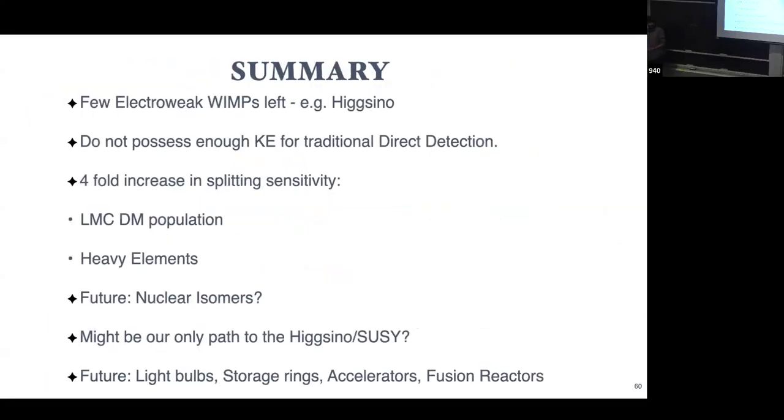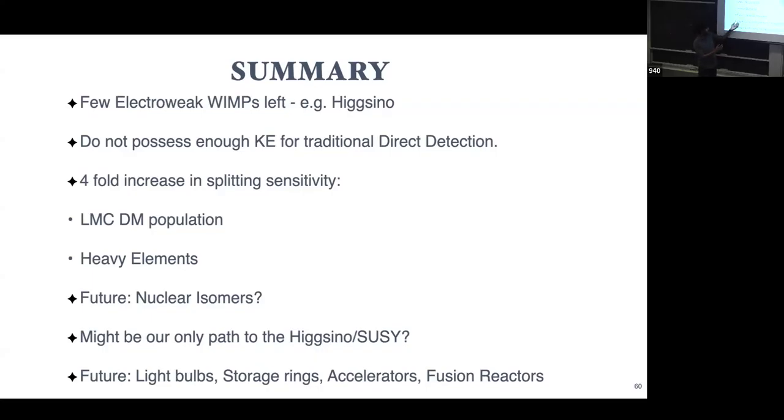I'll skip this and just summarize. A few electroweak WIMPs are still left. One example is the Higgsino. It's very well motivated, and I think we should all think about this seriously. The issue is that it does not possess enough kinetic energy for traditional direct detection. What I'm proposing here, in most of the talk, are some very straightforward ways to improve: you could get a 4-fold increase in splitting sensitivity due to the LMC population, and more importantly, by putting a large sample of heavy elements right next to our detectors. In the future, there are more wacky ideas like nuclear isomers.